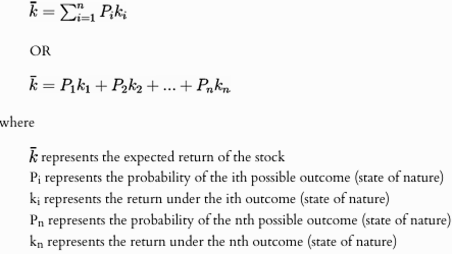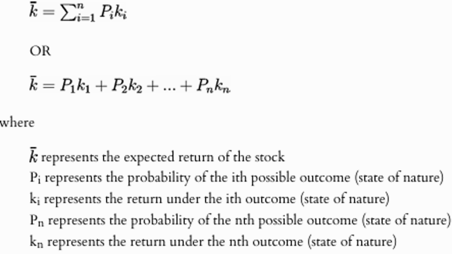Specifically, the expected return is the probability of a specific state of nature occurring times the return under that state of nature summed across all possible states of nature. In formula terms, it is demonstrated below. K bar represents the expected return of the stock. P sub i represents the probability of the possible outcome or state of nature. K sub i represents the return under the outcome or state of nature. P sub n represents the probability of the nth possible outcome or state of nature. And K sub n represents the return under the nth outcome or state of nature.